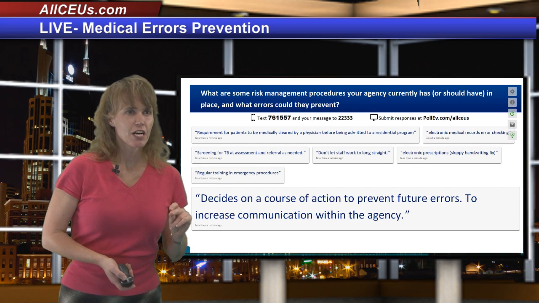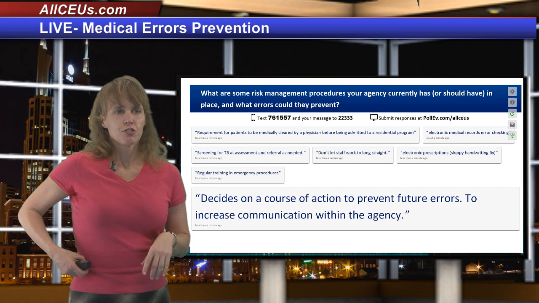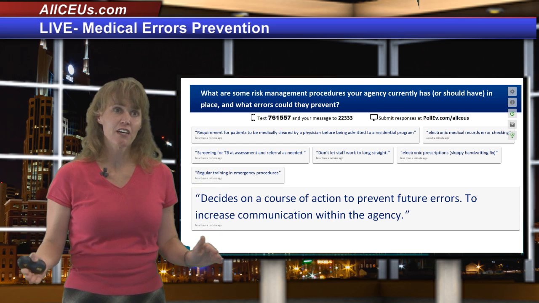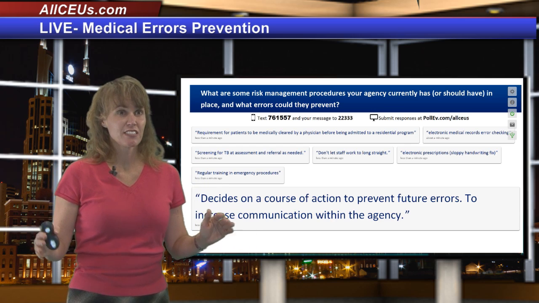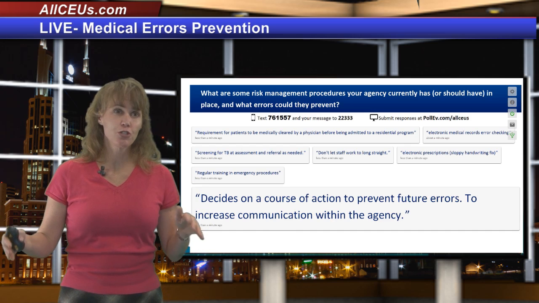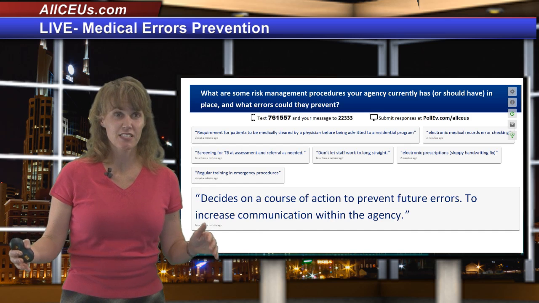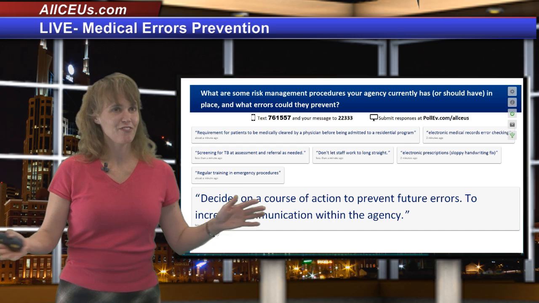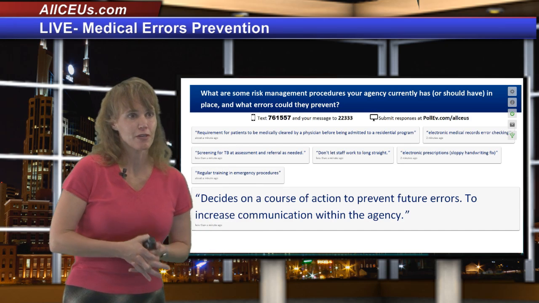Don't let staff work too long straight. A double is really hard to do every once in a while, and it's almost impossible to do with quality on a regular basis. A triple, you can't do effectively. So don't even ask staff to work a triple.